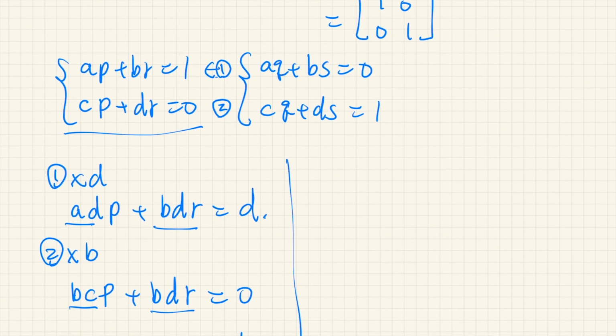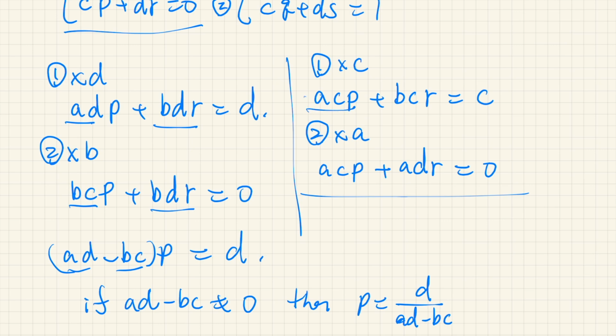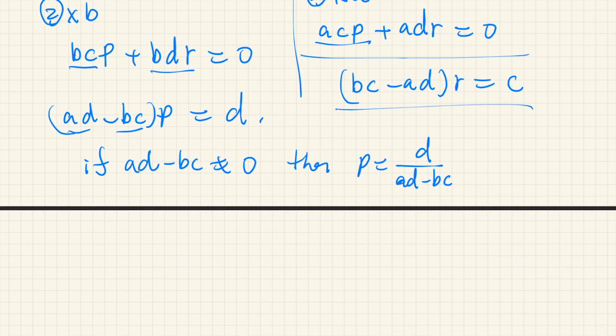And similarly, let's multiply 1 by C, and we get ACP plus BCR equals C. And 2 times A, we have ACP plus ADR equals 0. Subtracting both sides, same term here, so we have (BC minus AD)R is equal to C. So dividing, again, if AD minus BC is non-zero, then R equals minus C over AD minus BC.